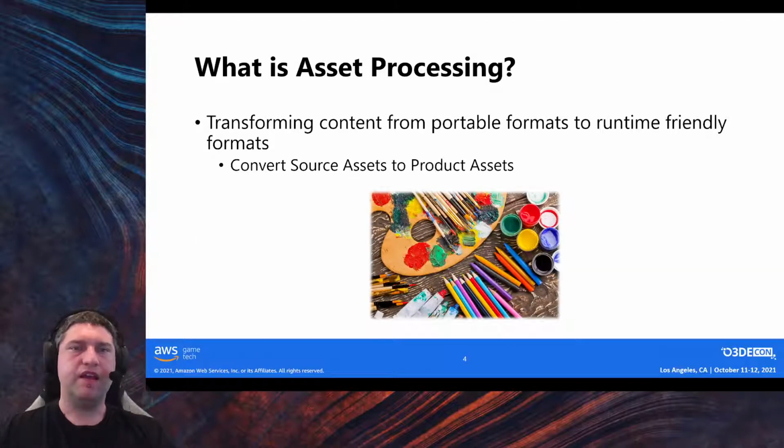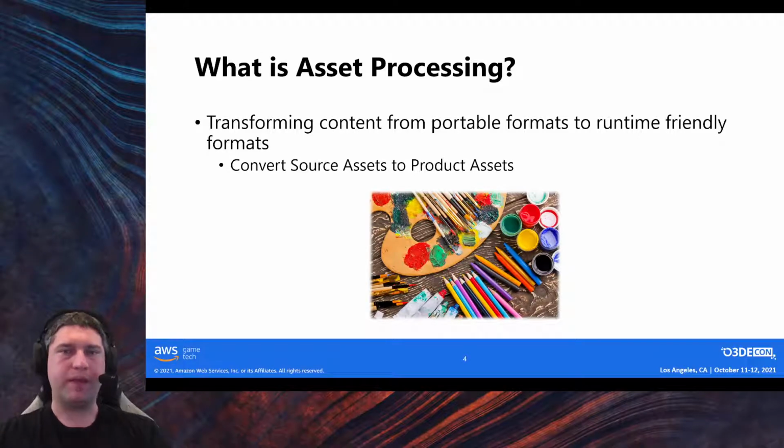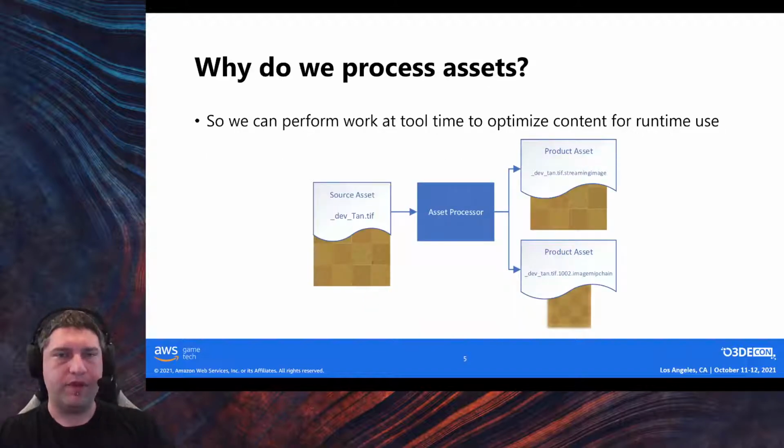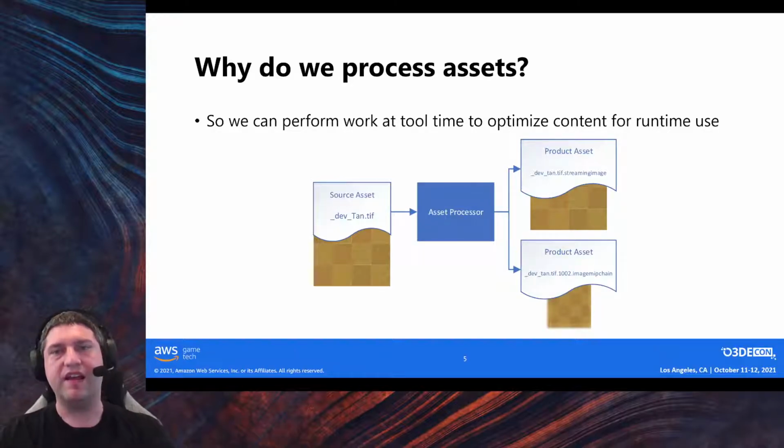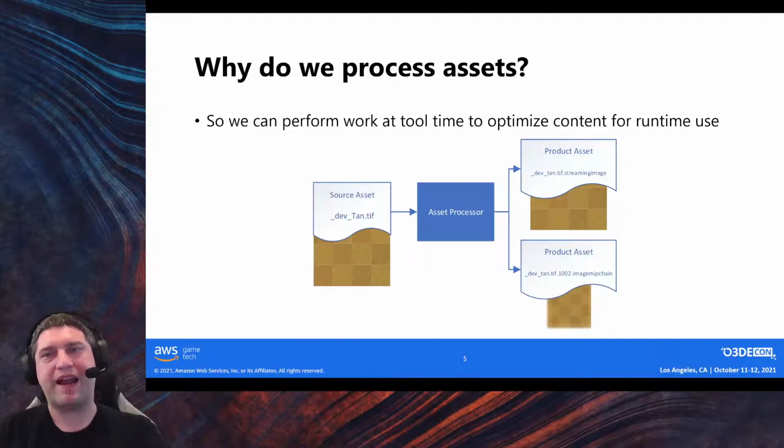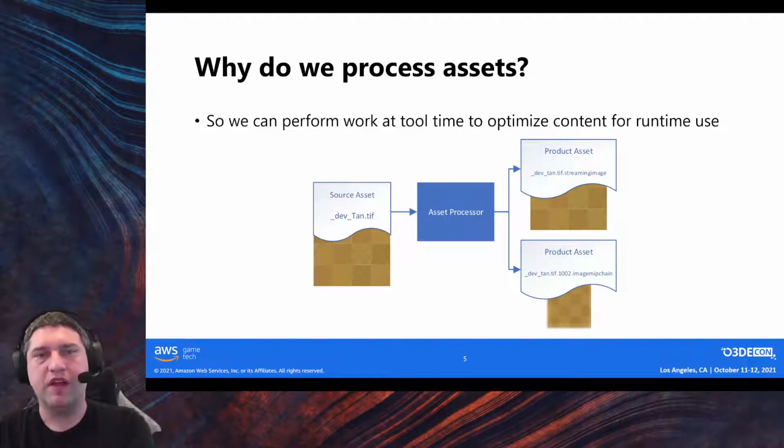Asset processing is transforming content from a portable format to a runtime-friendly format. We call this converting source assets to product assets. As an example, you might have an image file, devtan.tiff, as you see, in the tagged image file format that the asset processor converts into two product assets, devtan tiff streaming image and devtan tiff 1002 image MIP chain. We do this because there's work we can do at tool time that optimizes the content for runtime use.